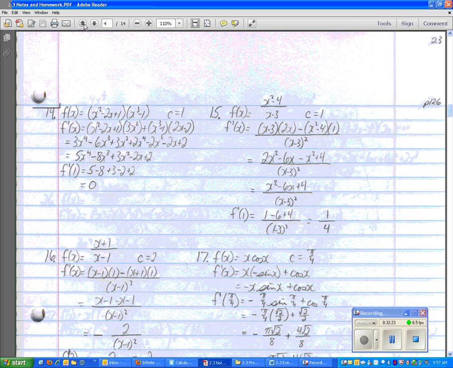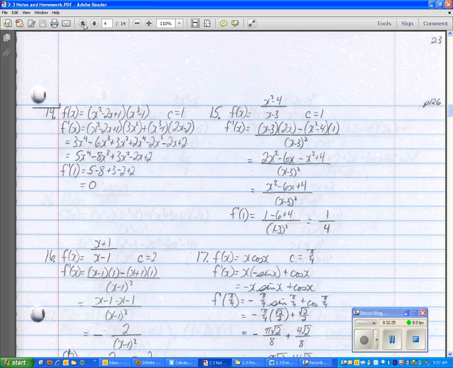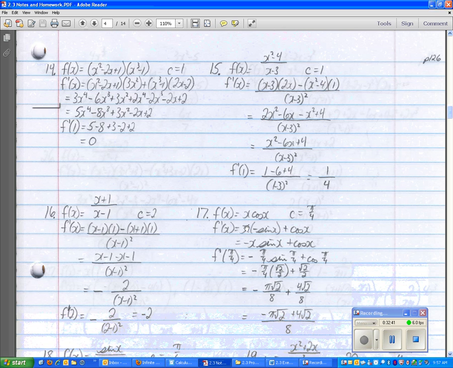That looks hard. So 15 says to find f prime of x and f prime of c. F of x equals x squared minus 4 over x minus 3, and c equals 1. So they tell us that c equals 1. We didn't make that up. They told us that. All right, so before we can find f prime of c, we have to find f prime of x.